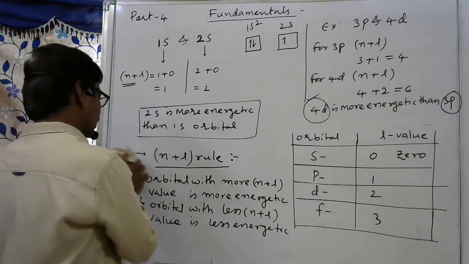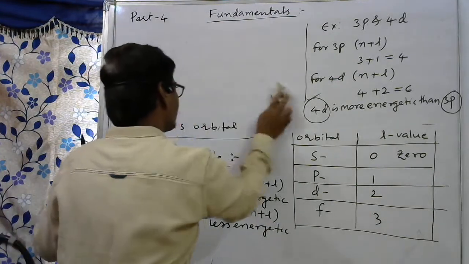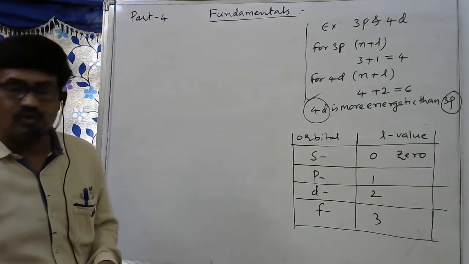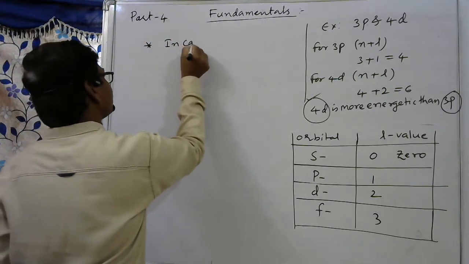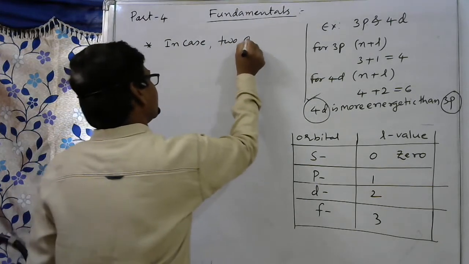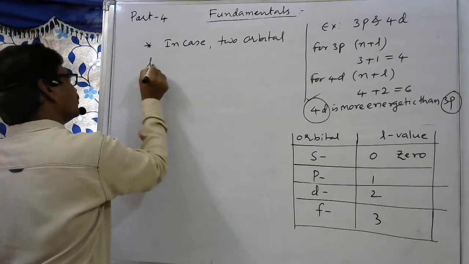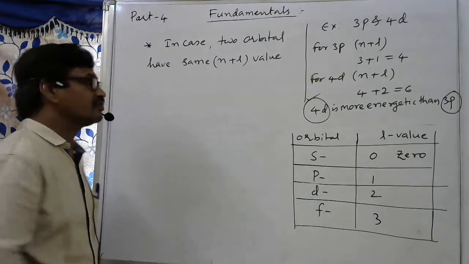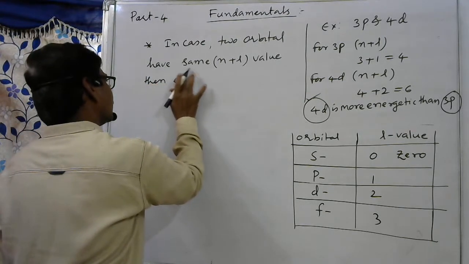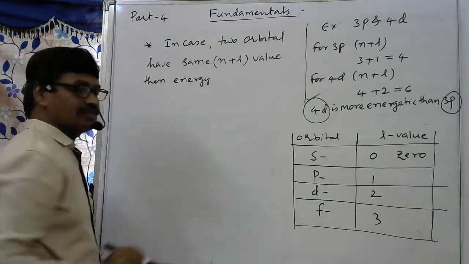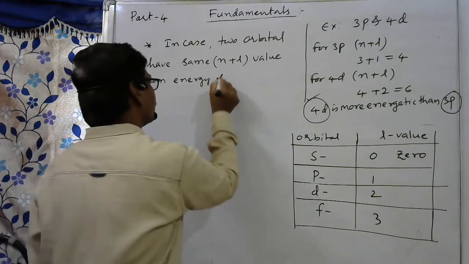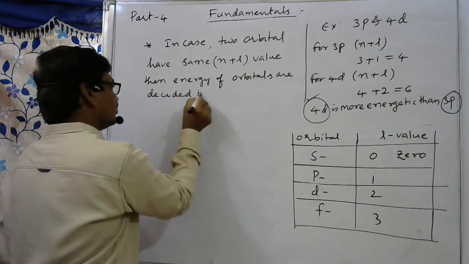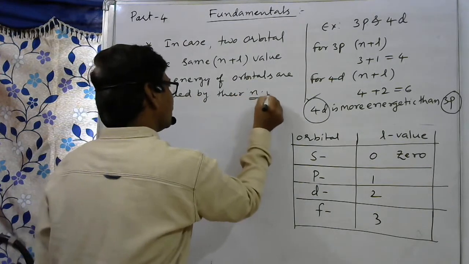Sometimes we may have some orbitals with the same n plus l value. In case the same n plus l value is there for two different orbitals, then we consider the n value only. So one more important thing here: in case two orbitals have the same n plus l value, then the energy of a particular orbital is decided by their n value. Only the n value you have to consider.